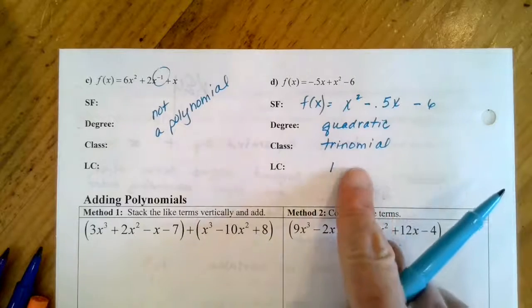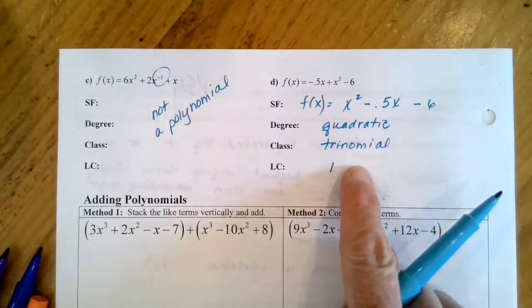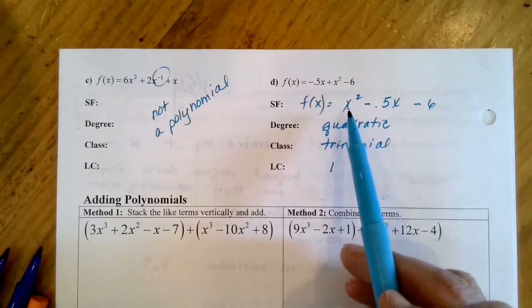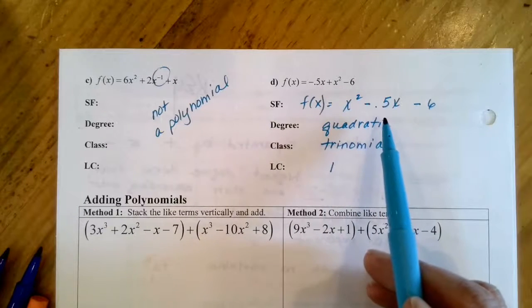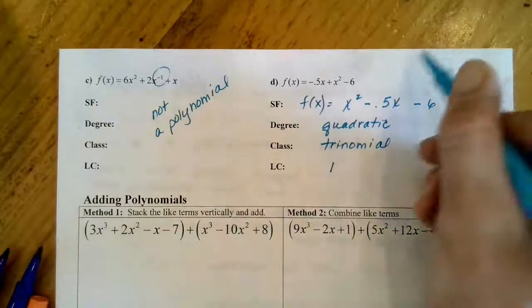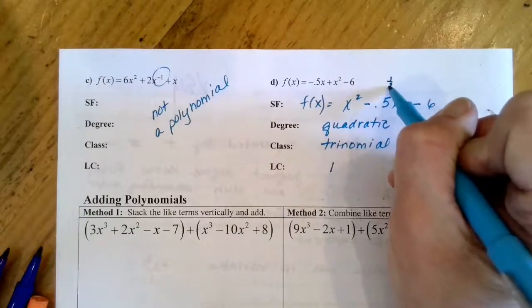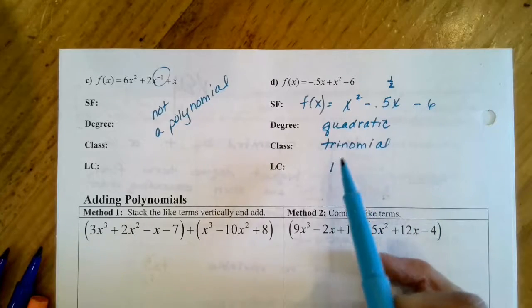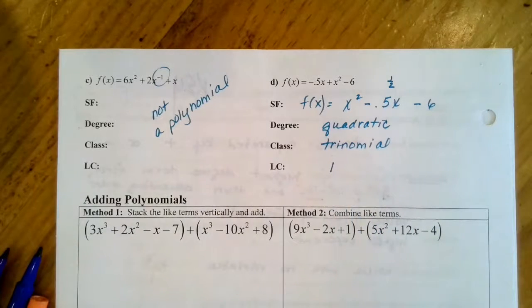All right, when we talk about this next one, we have a quadratic. We put this power out first. It's fine to keep the decimal. I would prefer you use 1/2 as a fraction, but the decimal's there, so it's fine. That's a trinomial and a leading coefficient of 1.